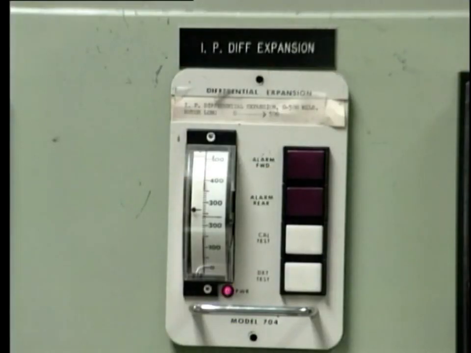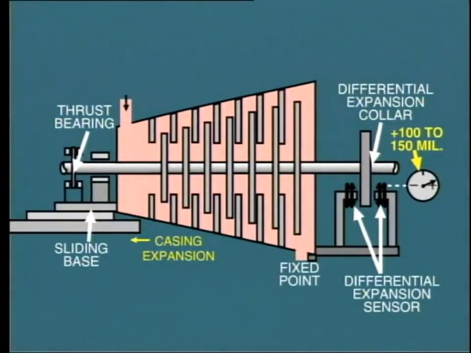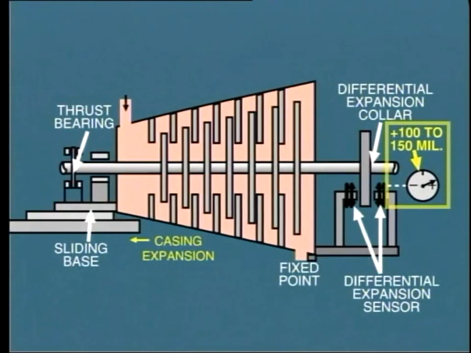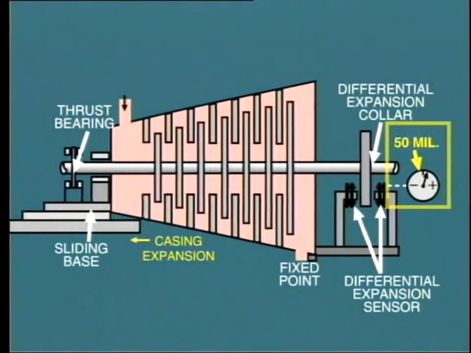This differential expansion must be kept within certain limits by restricting the rate of change of load on the machine. Differential expansion is measured and indicated at the operator's control panel or console. Typically, during startup, we will observe a positive differential expansion increasing continuously up to about 100 or 150 mil. We may have to restrict loading in order to keep from exceeding this level. Eventually, as the casing expands further and further, the differential will decrease and probably settle down to, say, plus 50 mil.